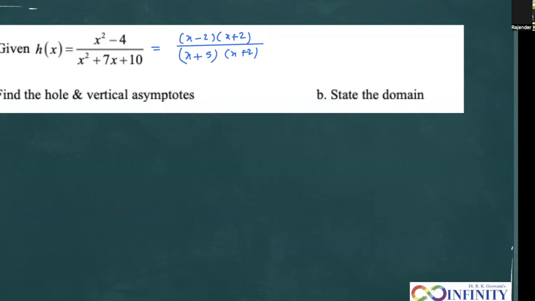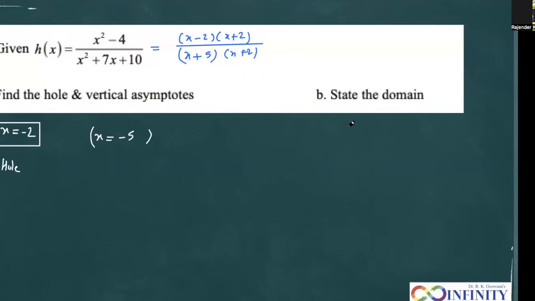Right? Perfectly okay. x equals -2 is going to be a hole because of this reason. Vertical asymptote: I can tell you that x equals -5 is going to be the vertical asymptote. If you ask me about the domain, it is going to be the real numbers. You need to exclude where the denominator is 0, that is -2 and -5. Any doubt here? No. Okay.